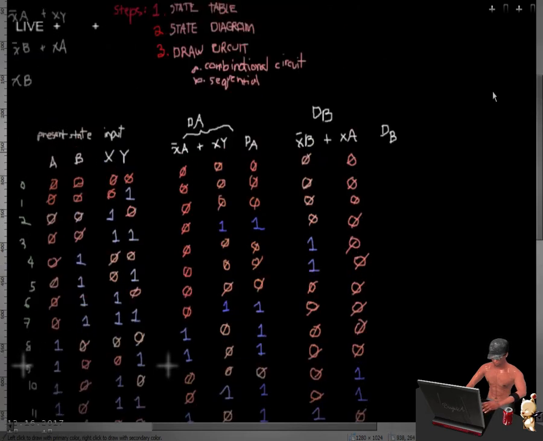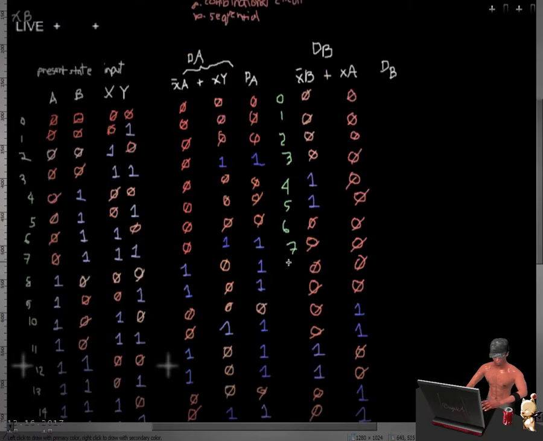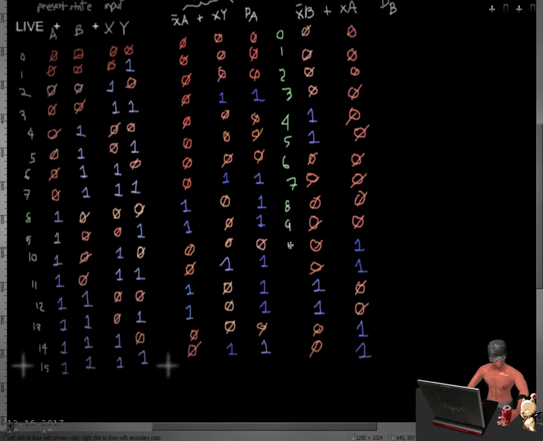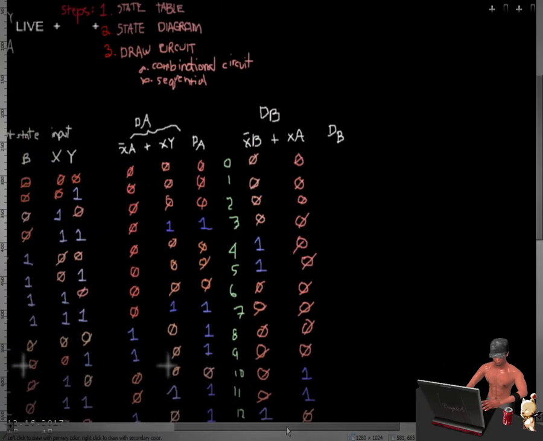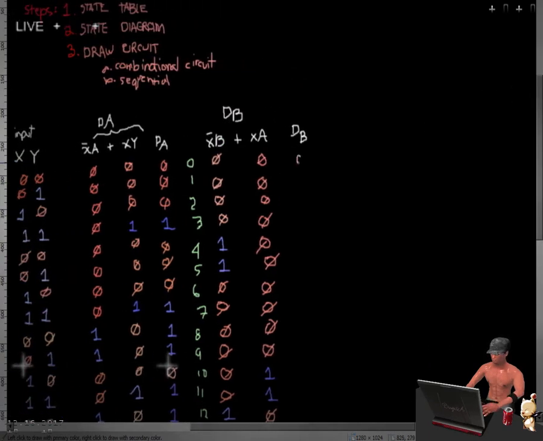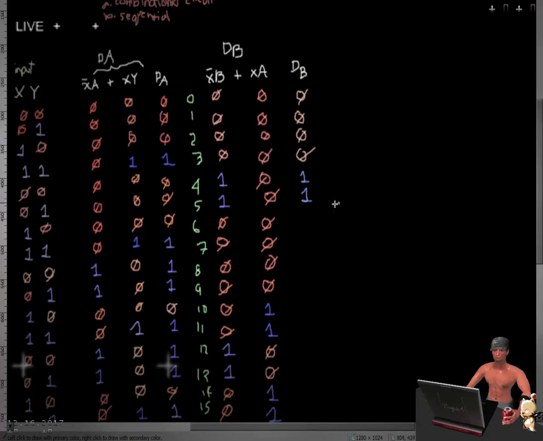Alright, so let's make sure that we got this right. We want to make sure that everything is aligned, and this is just going to be an alignment check. 6, 7, 8, 9, 10, 11, 12, 13, 14, and then 15. So let's evaluate that. Pretty much here it's just going to be OR. If it's a 0, there's no 1s. Anytime you have a 1, it's going to be 0.